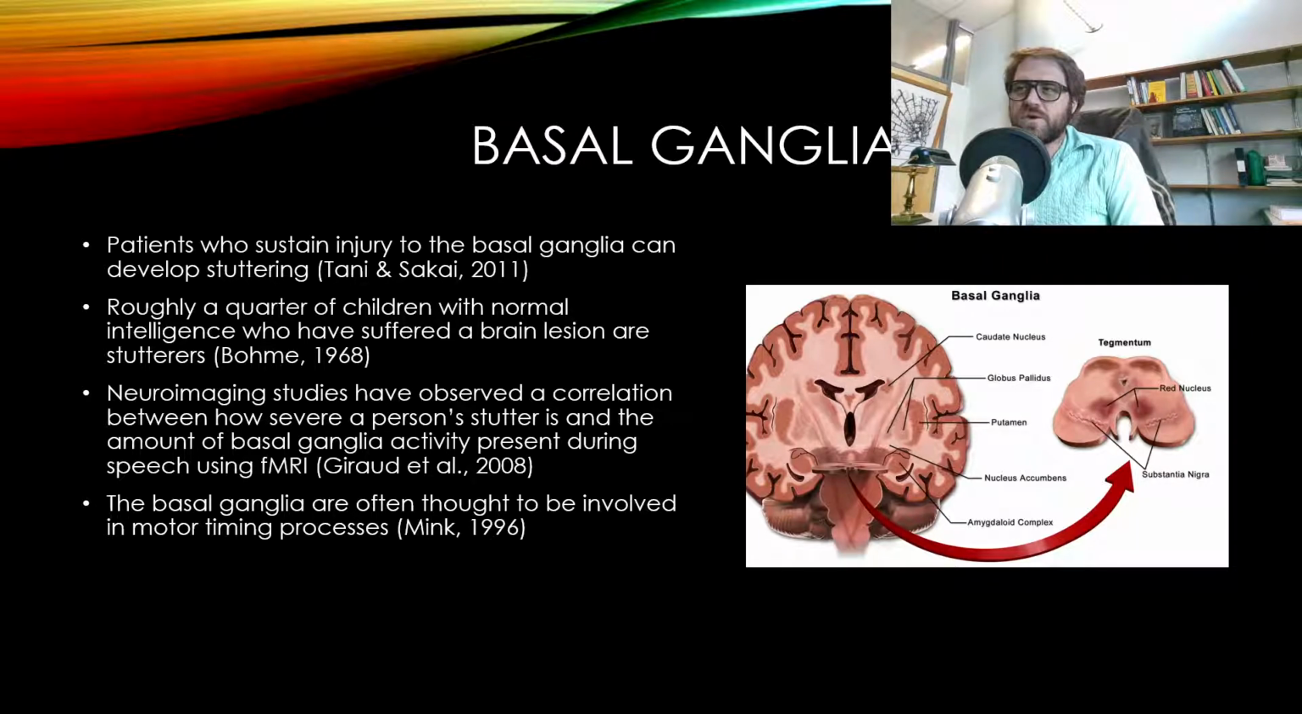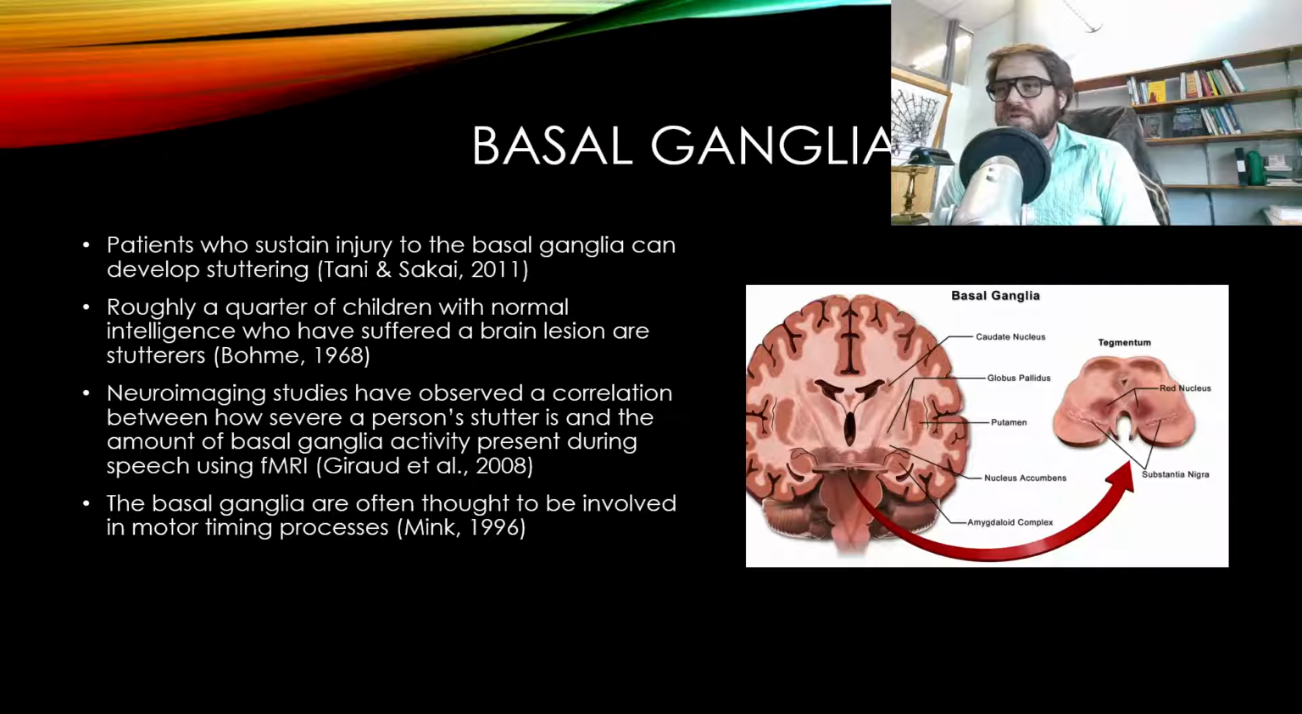So patients who sustain injury to the basal ganglia can develop stuttering, so you can have acquired stuttering. And again, notice that I'm citing the paper that I got that from at the end, just like typical in-text citations. Roughly a quarter of children with normal intelligence who have suffered a brain lesion are stutterers, which is showing that it's not correlated with below average intelligence. These are normal children, but who have suffered a brain lesion. That also means that the brain lesion didn't necessarily impact their IQ, so it's not like a frontal thing that is causing the stutter. It's just showing that brain damage can bring about stuttering.